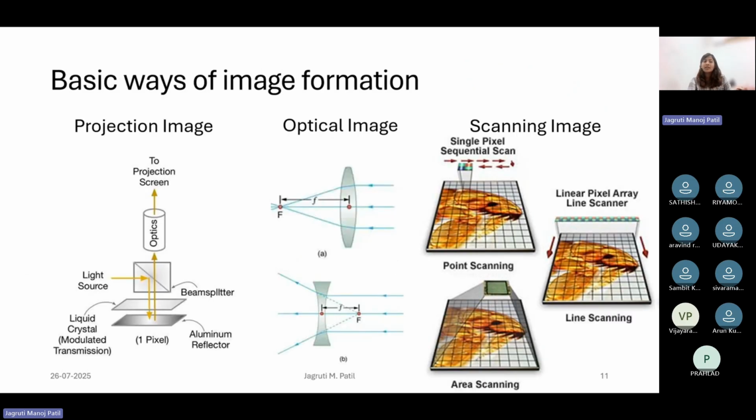Okay. So now there are three ways for this image formation. We'll just end our discussion on this and we'll start our assignment after this, because I guess it's almost 6, so I'll need an hour for the assignment.